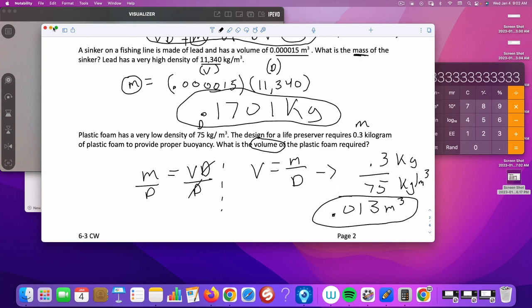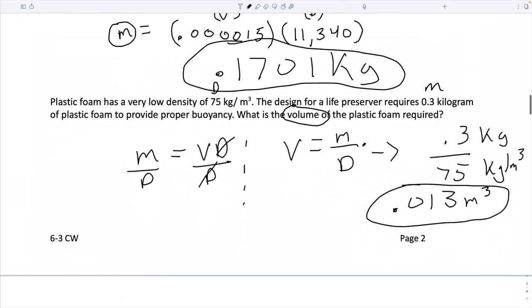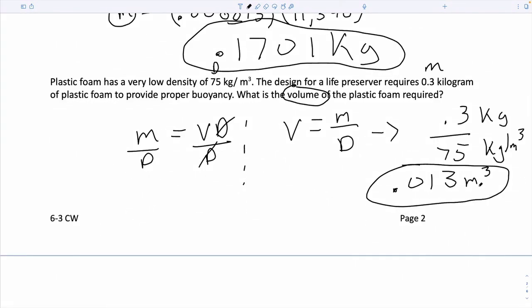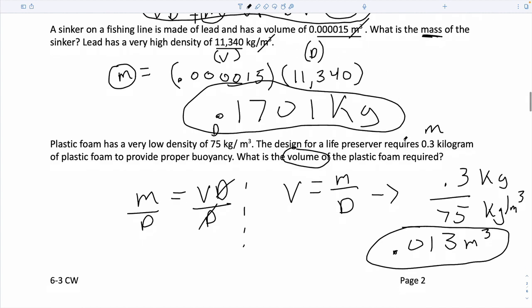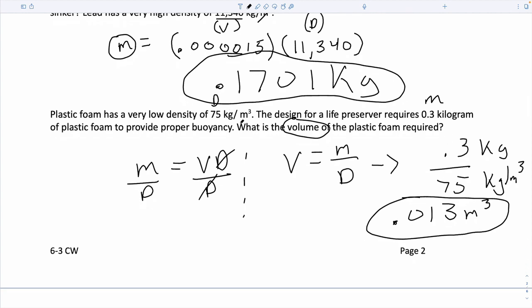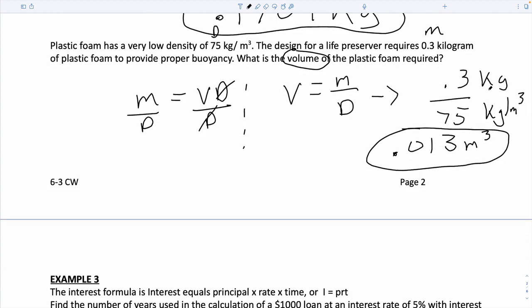Question, Tony. Meters cubed on this one. When you did meters cubed versus meters cubed, they canceled, and you get kilograms. Same with here, when you divide by kilograms and kilograms, they cancel, and you get meters cubed.